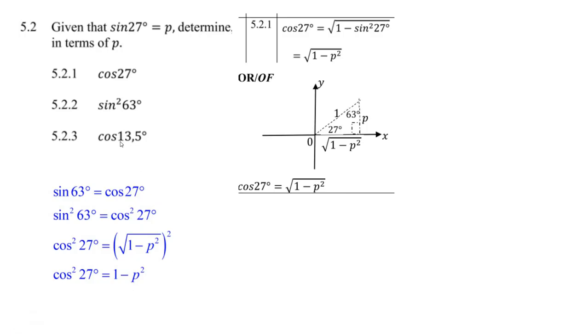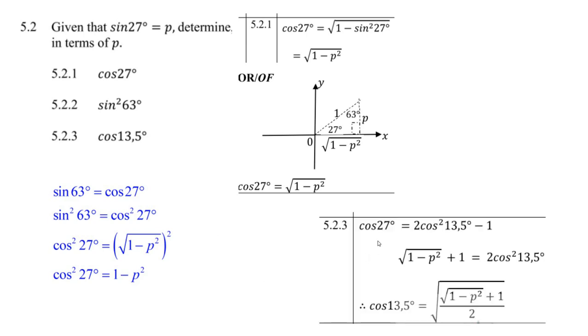Now look at this one, the cos of 13 and a half degrees. Well, what the heck is that? The cos of 13 and a half degrees. But isn't that 13 and a half, isn't that half of 27? So it might be, yeah, so we can get at it some other way. Let's see what we do.